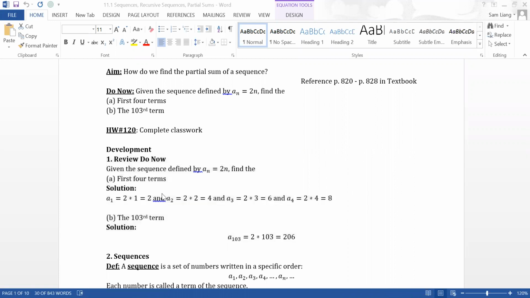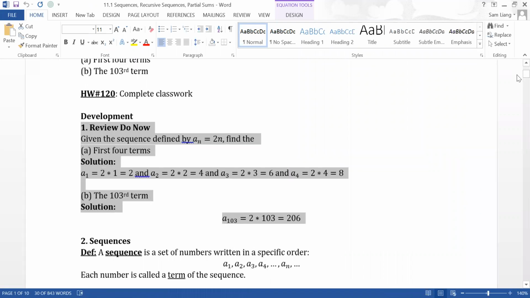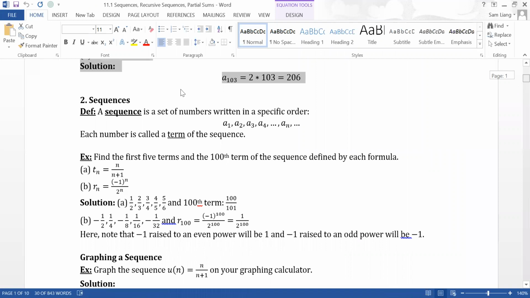Okay. Does anyone still need this do now solution here? Okay, if not, then I'm going to move on to the definition. And for the sake of time, since the next part is an example, I'll just refer to the lesson plan itself. Actually, let me give you an overview.